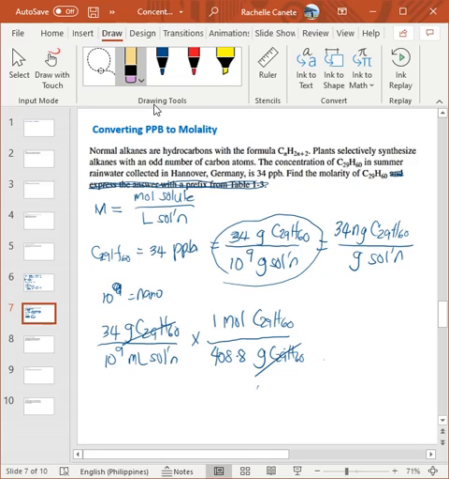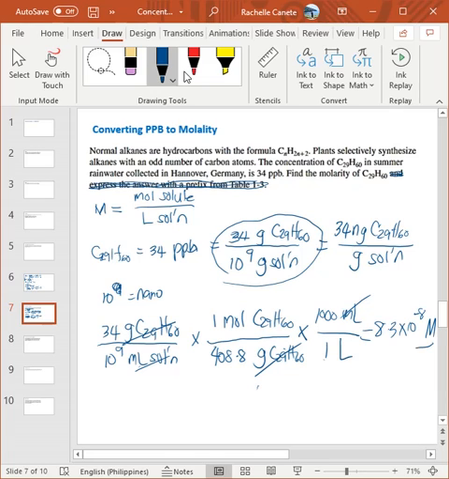We still have ml, so we need to convert this to liters because we are asked for molarity. So 1,000 ml is equal to 1 liter, right? Okay, so that means we have 8.3 times 10 to the minus 8 molar.